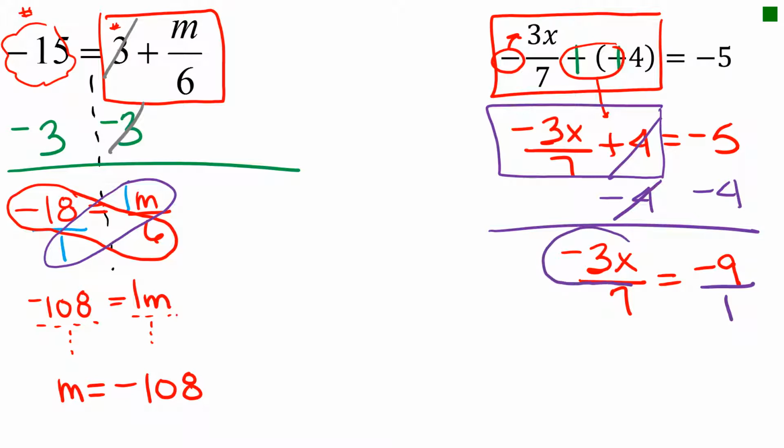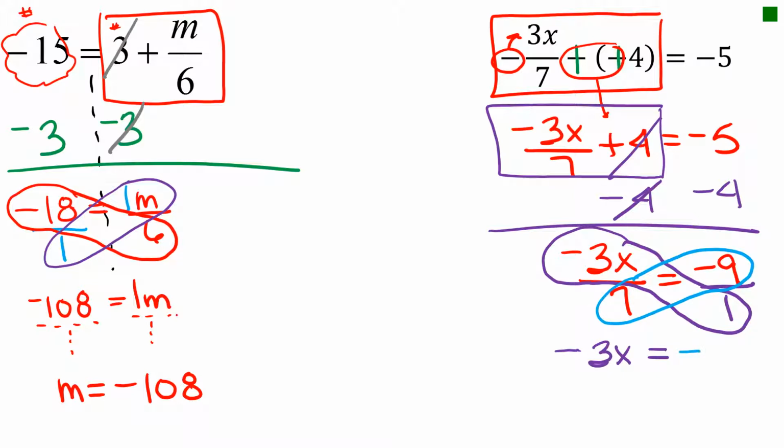Cross multiply. Top left times bottom right. Negative 3x times 1 is negative 3x. Bring the equal sign down. Cross multiply. 7 times negative 9 is negative 63. Then I'm right down to a one-step equation. I'm going to divide both sides by negative 3. So x is going to equal 21.